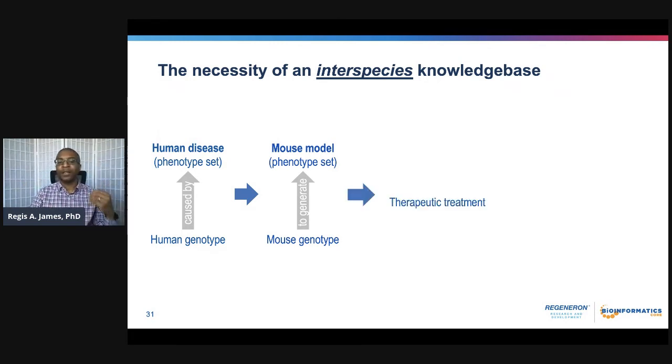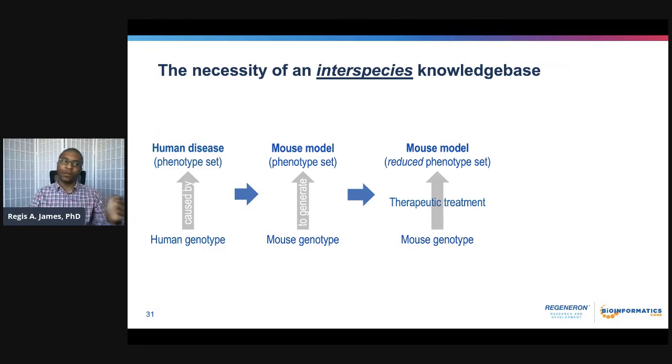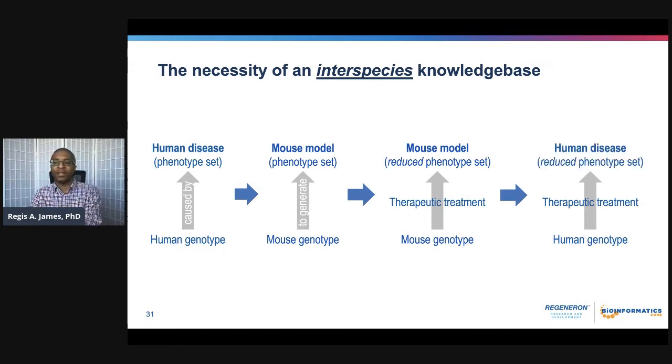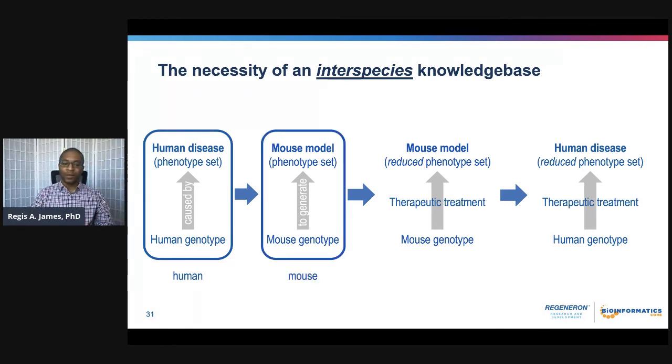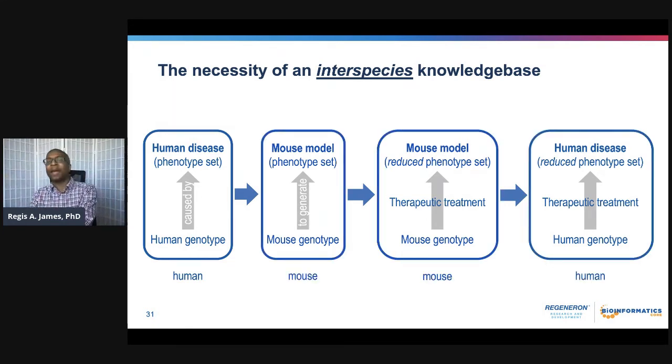And then hopefully you generate a therapeutic treatment that can intervene on that aberrant mouse genotype in order to reduce the phenotype set that is present within the mouse model. And then ultimately you hope to apply this in clinical trials, and then if everything goes well, you can use this to intervene on human genotype to reduce the initial human disease. But the problem is that you start with human, and then you go to mouse, and then you go back to human.